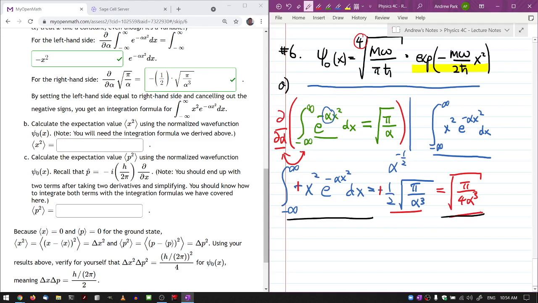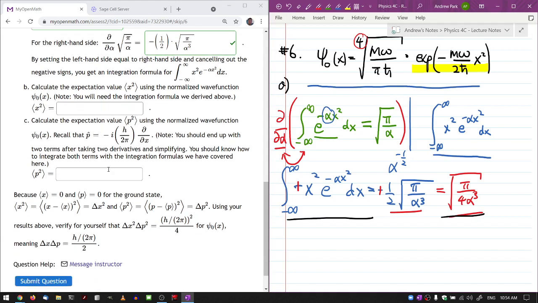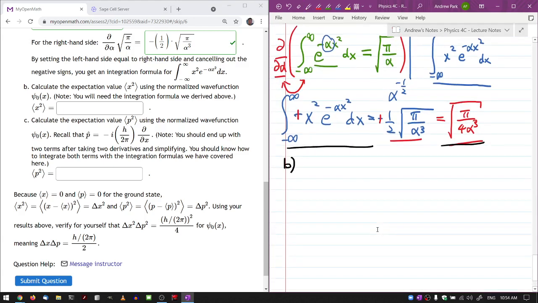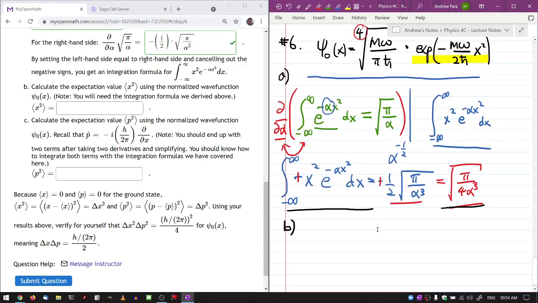Okay, so it says calculate the expectation value using the normalized wave function psi naught of x. The formula here is simple enough. This is the procedure you learned of calculating expectation value. Oh, wait. I need to be able to see the wave function while I'm writing this down.